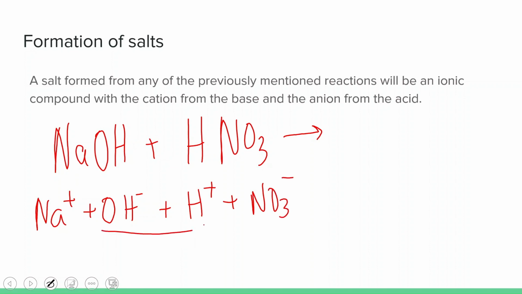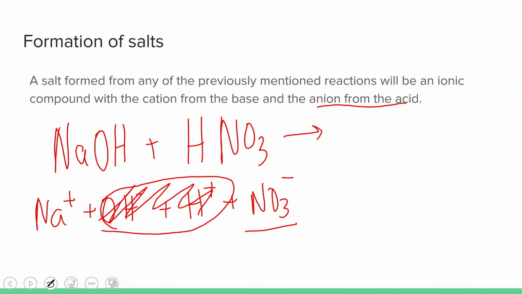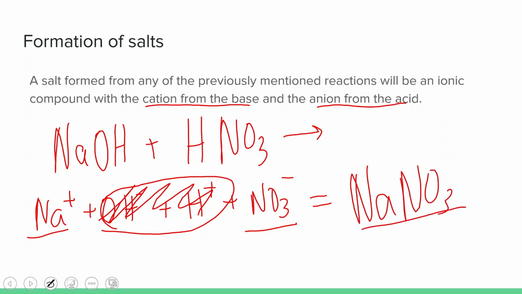So we know that these two will react to give us water, so I'm just going to scratch that out. Now, if you look at it, the anion from the acid is nitrate, and the cation from the base is sodium. They will react together to give us what? NaNO3. So that's the salt. That's the formation of the salt.